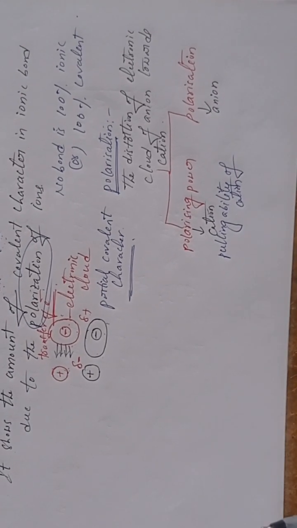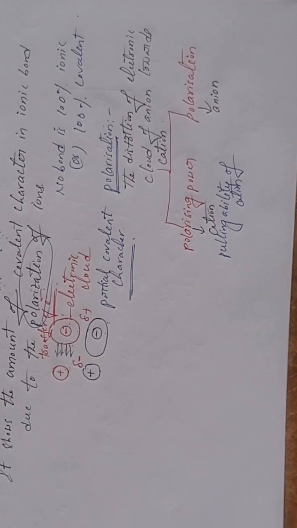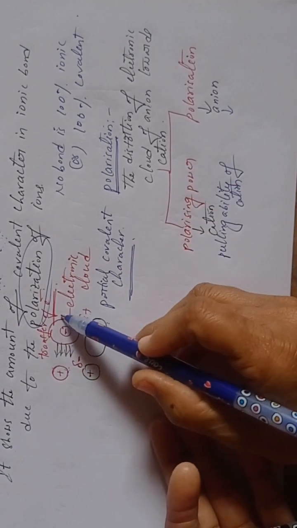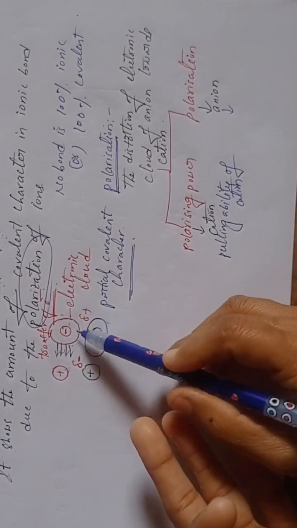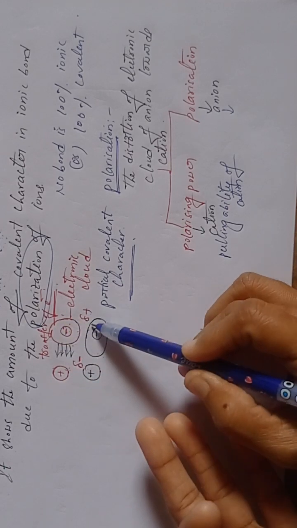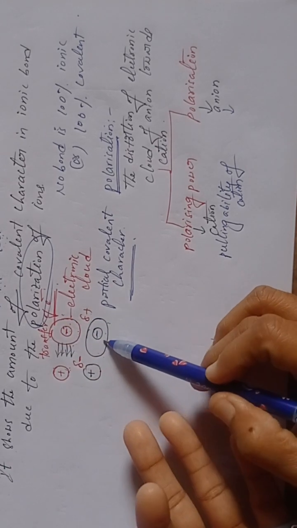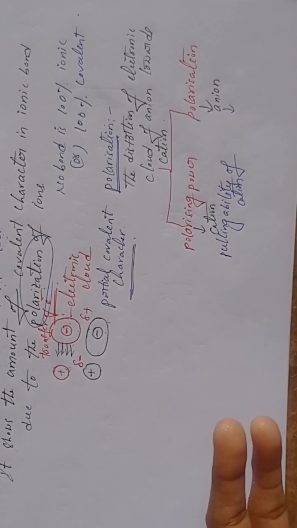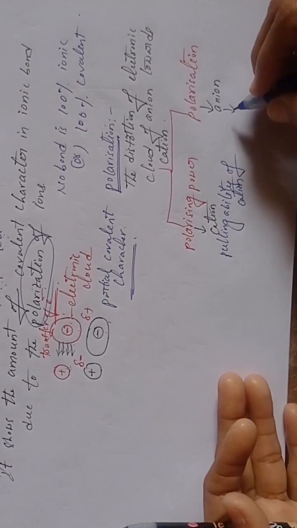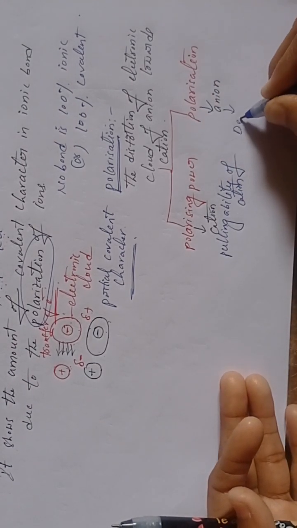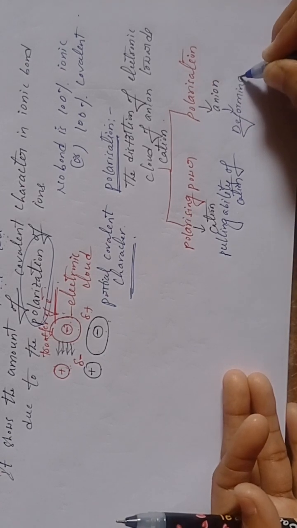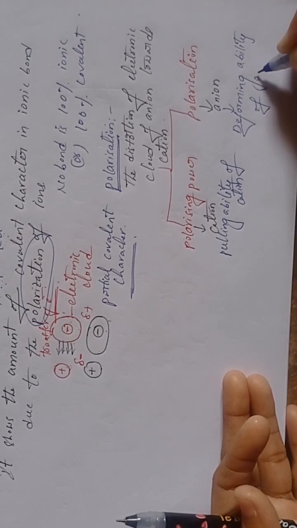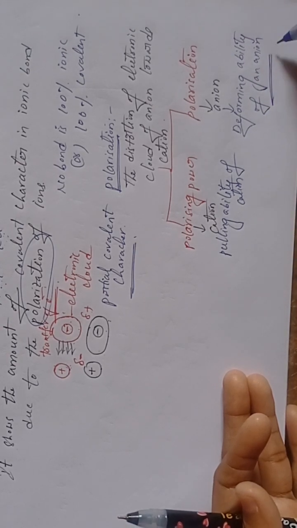Next, what is polarization? Polarization is nothing but the deforming ability of the anion. Deforming ability means that in the electronic cloud there is a distortion in the structure. See here, this electronic cloud is a circle, but here an oval shape came. That means there is a deformation of the electronic cloud. That means polarization is the deforming ability of an anion.